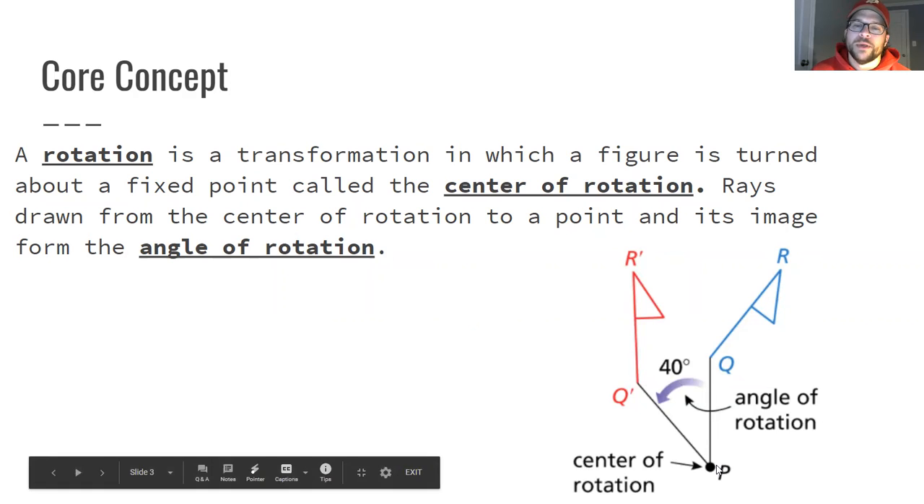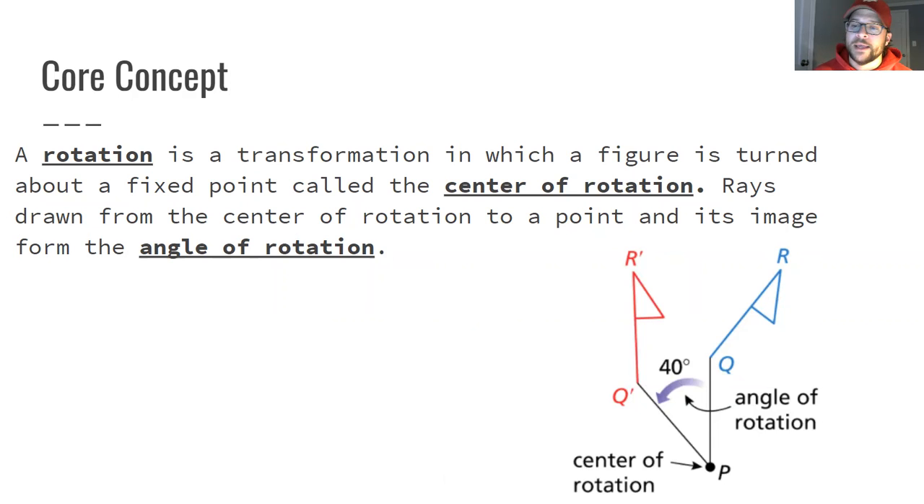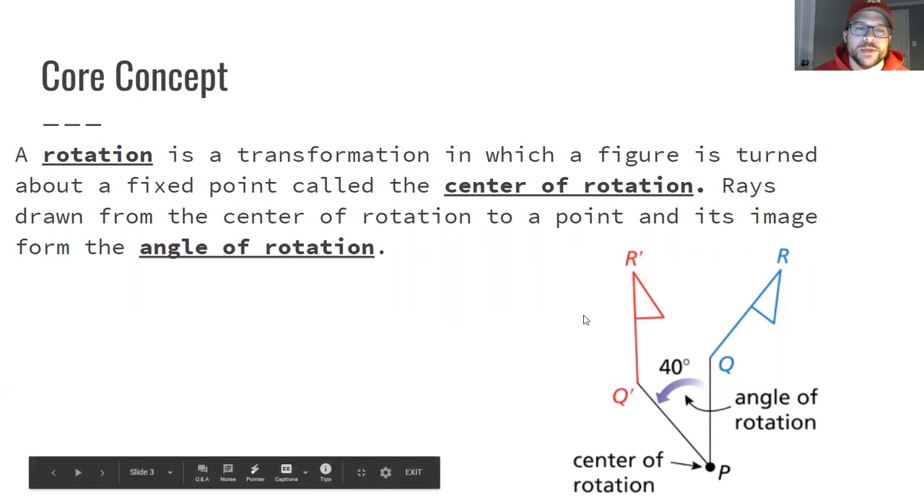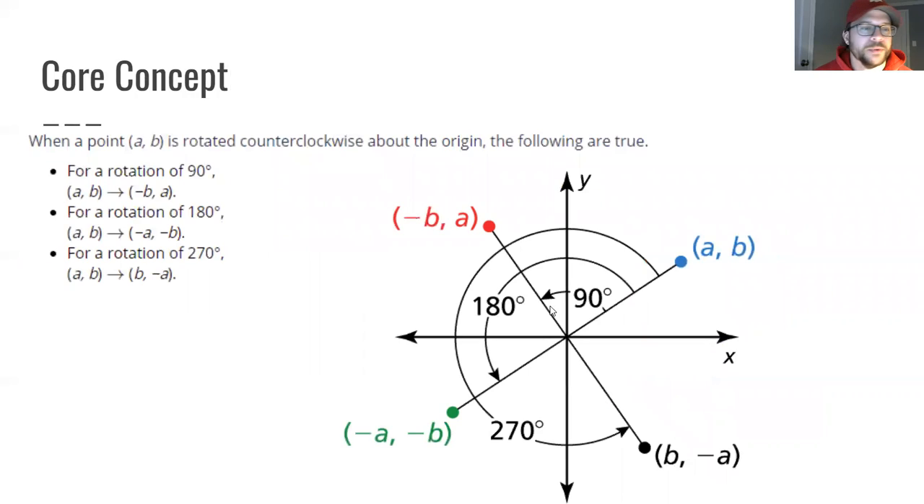So your new image is this red RQ prime, and it is being rotated 40 degrees counterclockwise around your center of rotation point P. So the direction is always going to be clockwise or counterclockwise. Think about the directions that hands on a clock travel. And then your angle is just how far it's going to go. So 90 would be a quarter of the way, 180 would be a half, 270 would be 3/4, and 360 would be all the way around. Some of those numbers in between will help you.